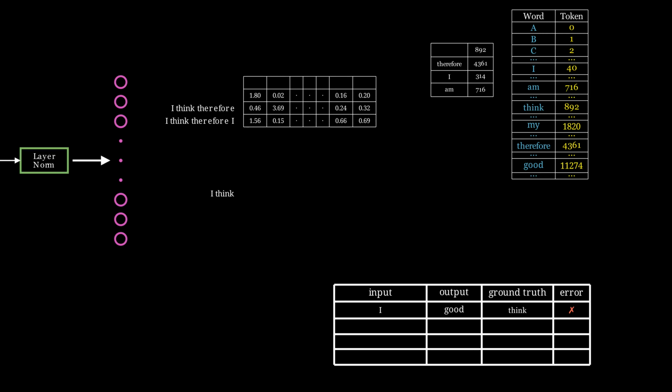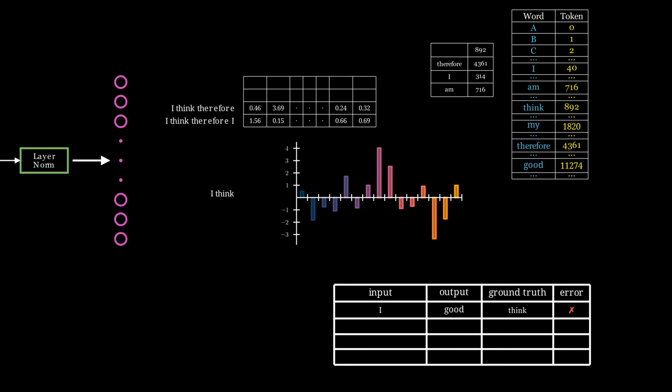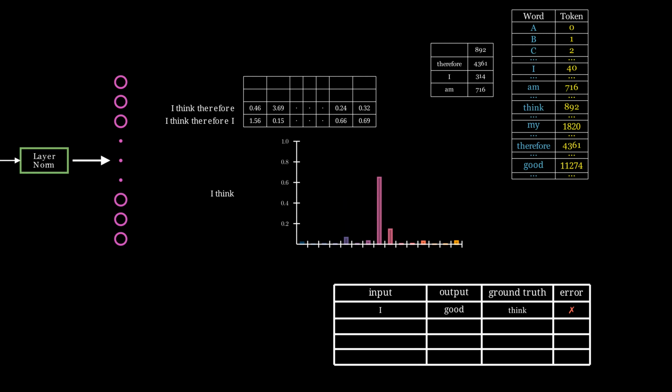For row 2, this is the prediction for the next token given the input "I think". Again, we apply softmax and suppose the highest probability is at index 4361. Looking that up in the vocabulary, given "I think", the model predicts "therefore". The ground truth from Y here is also "therefore", so it gets this one right.